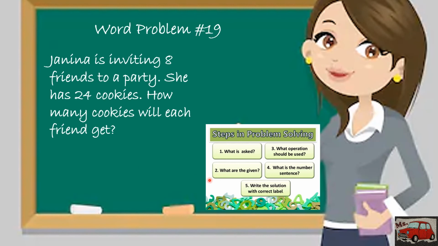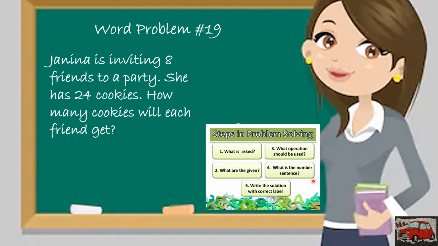Second, what are the given? So we have 8 friends and 24 cookies. Third, what operation should be used? So since we're looking for the cookies for each friend, so we need to divide the 24 cookies by 8 friends. So the operation is division.